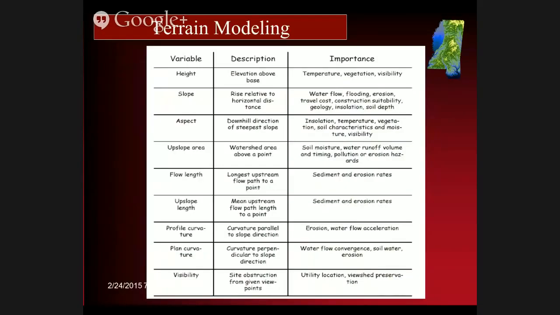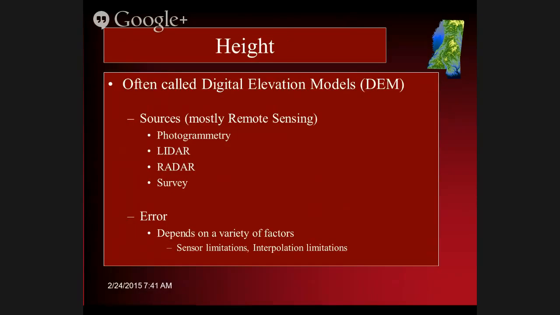So we talked about a lot of these: height, slope, aspect, visibility. Today we're going to talk about these: upslope area, flow length. We're going to talk about those, how they're actually implemented in GIS, and how they work, so that you can use these tools for modeling water flow in a raster environment.